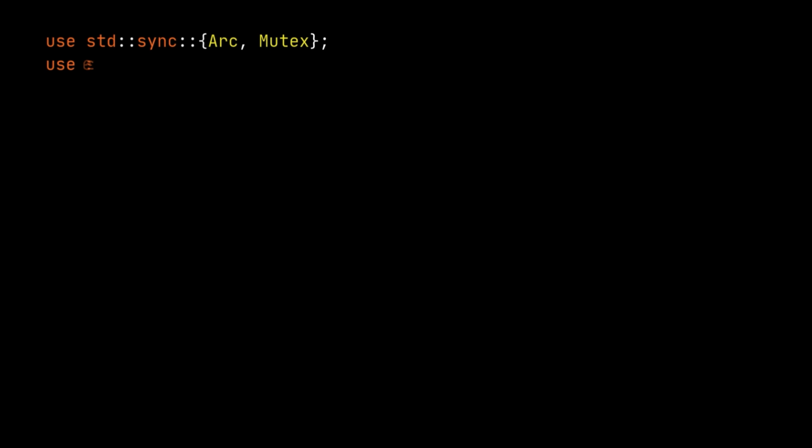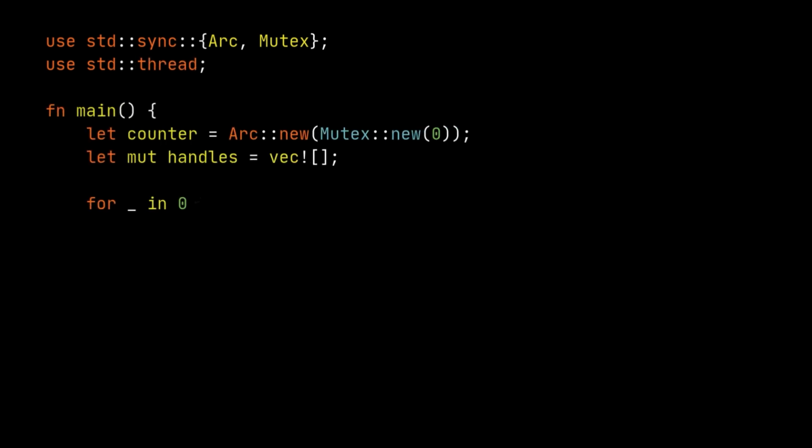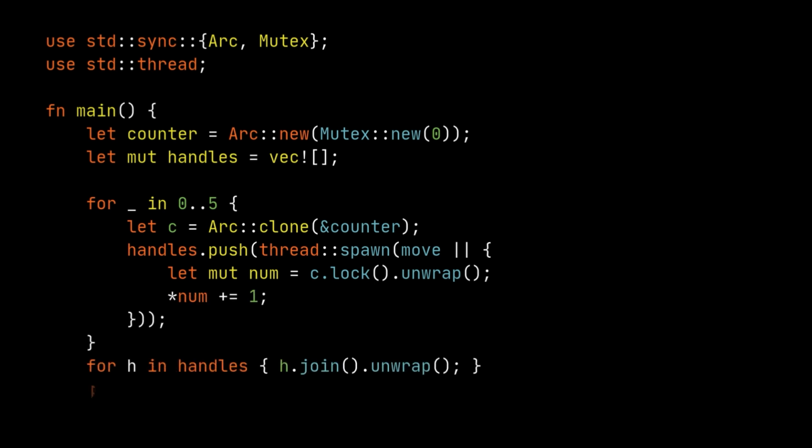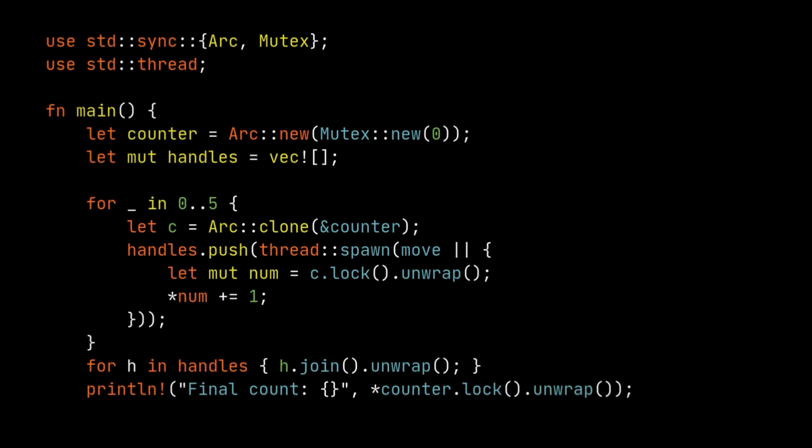Here, we have a counter. We've set up a new Arc for it with the Mutex, and we've set up our handles for the vector. And as you can see here, when we do an Arc clone of the counter and we push the thread to work, it's only going to increment one at a time.